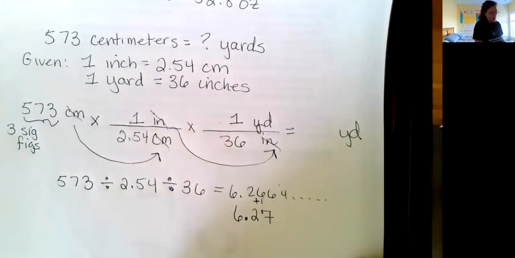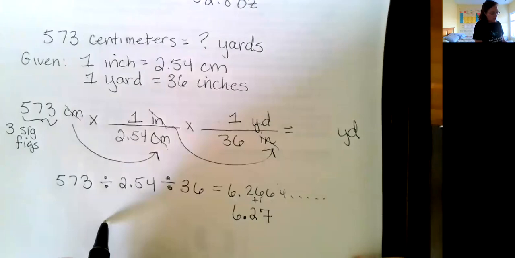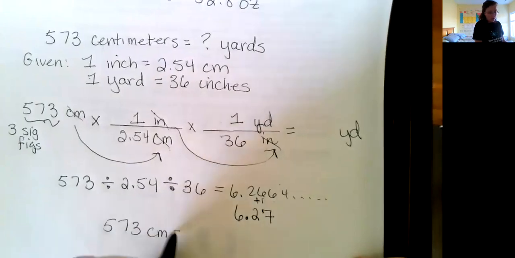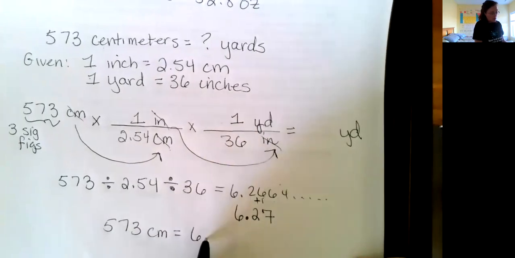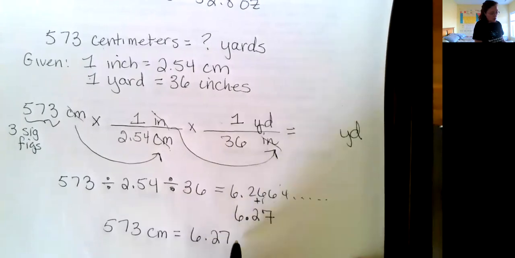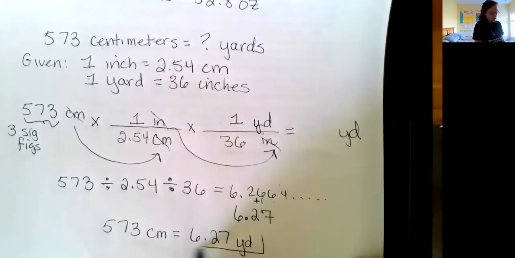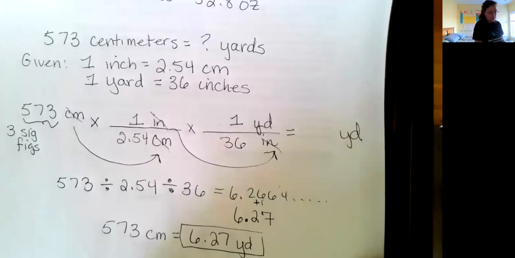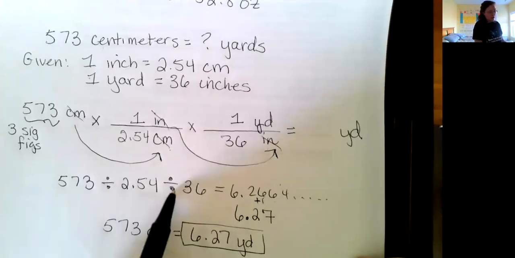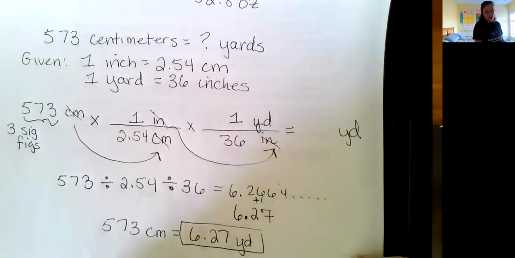My final answer then, 573 centimeters is the same as 6.27 yards. Divide, divide, divide by anyone on the bottom.